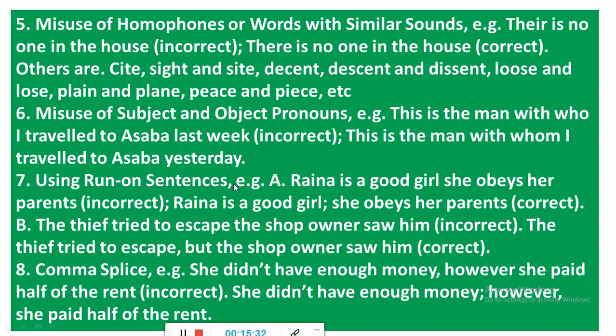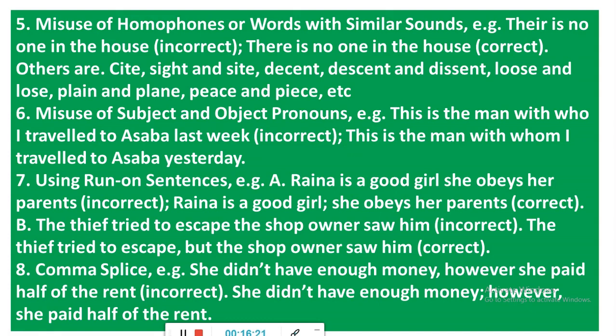Number 7, using run-on sentences. You know, run-on sentences are sentences that are made to stand without being well punctuated or connected with conjunctions, and that amounts to ungrammaticality. Let's see the first example here. Raina is a good girl. She obeys her parents. You can see Raina is a good girl. There should be either a full stop here or a semicolon because there is a pause. And then we are starting a new idea or a new thought.